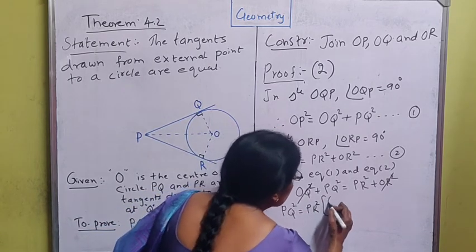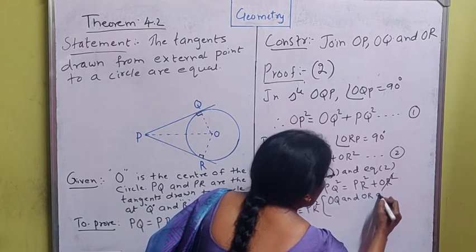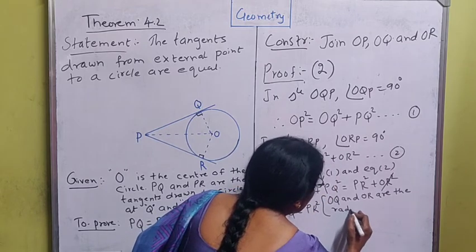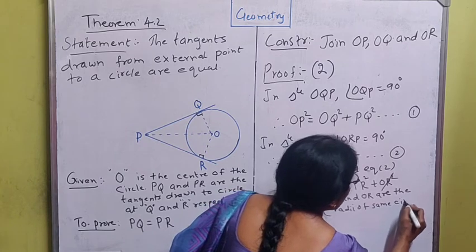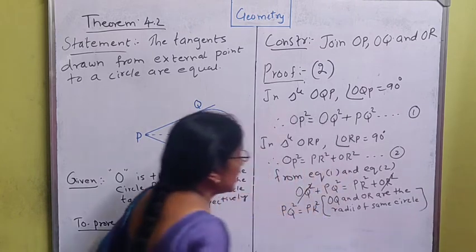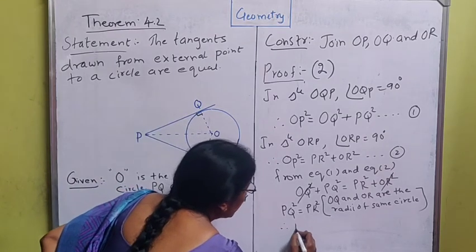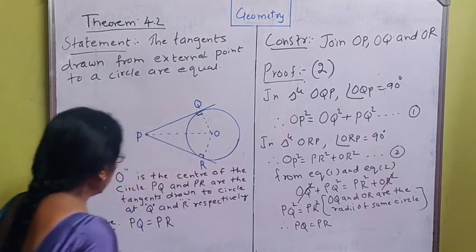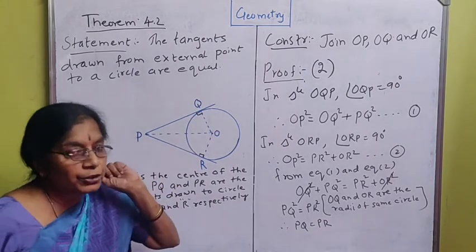The reason: OQ and OR are the radii of the same circle. So same things get cancelled. Now PQ square is equal to PR square. Therefore PQ will be equal to PR. So that is what we wanted to prove. PQ is equal to PR. So this is proof number 2.